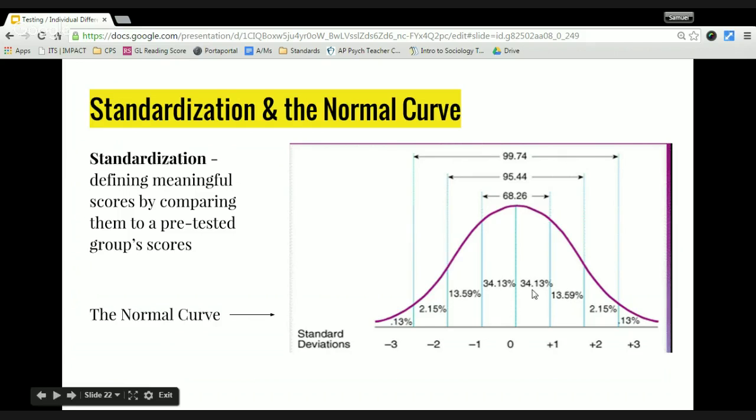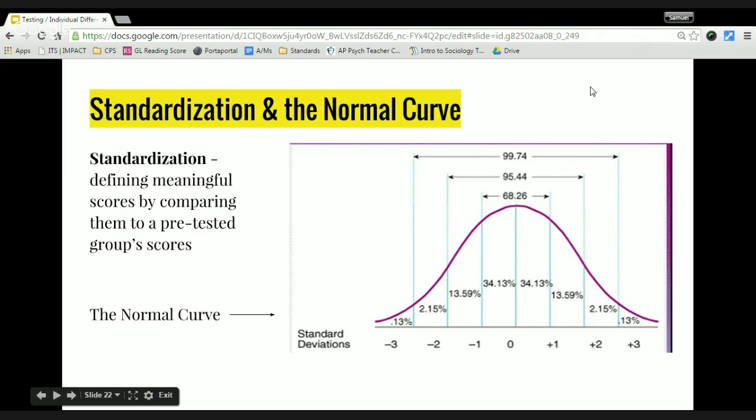These numbers, guys, you don't need to know exactly. Just know 34. That's fine. You don't need to know the decimal points afterwards. But so roughly 68% of people score within one standard deviation of the median. Roughly 95% of people score within 2 standard deviations of the median. And it gets smaller and smaller from there. +1, this is 1 standard deviation, +2, 2 standard deviations, so on and so forth. The blue lines here are representing each standard deviation.